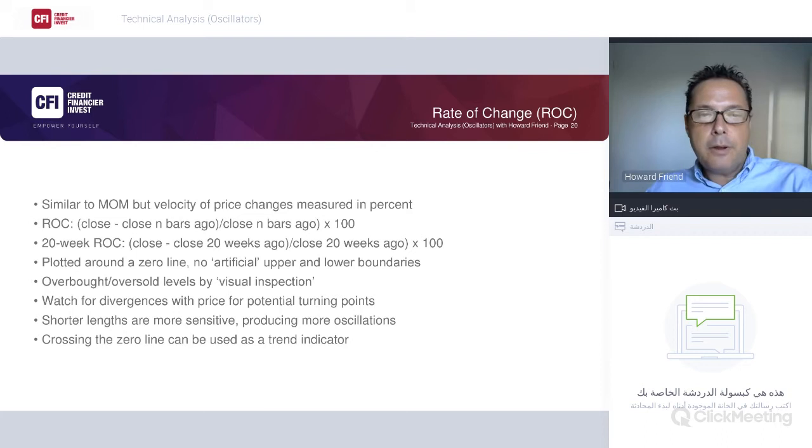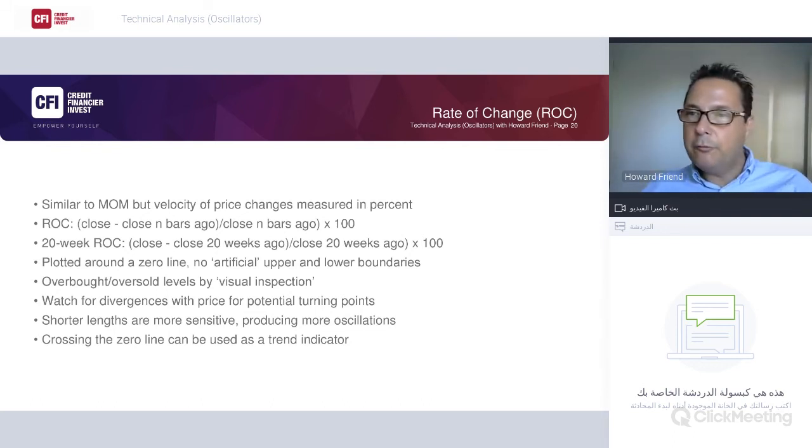So this is plotted around a zero line, and there are no artificial upper and lower boundaries. As with momentum, when the market is in a trend, it won't flatten out just because the oscillator has got to a certain threshold. So as with momentum, the overbought and oversold extremes should be picked out by visual inspection. So as before, we'd check out the chart and ask ourselves, where historically has the rate of change topped out or based out for this particular market?